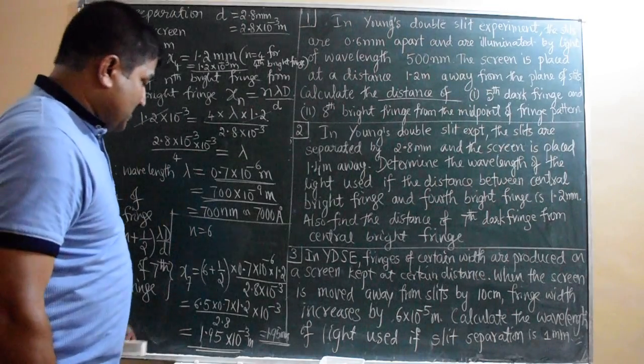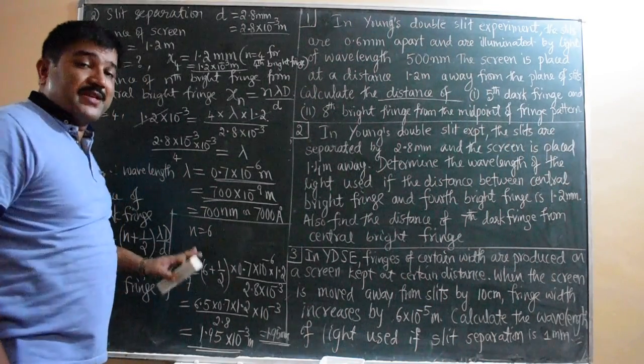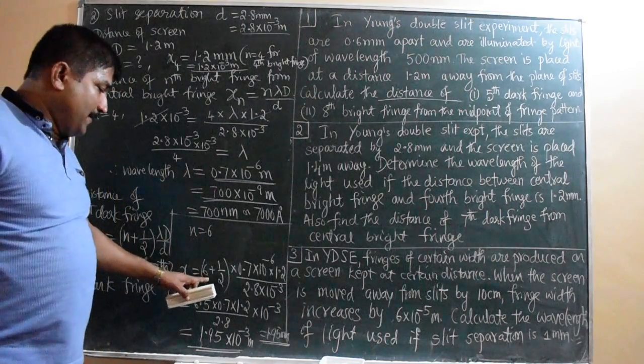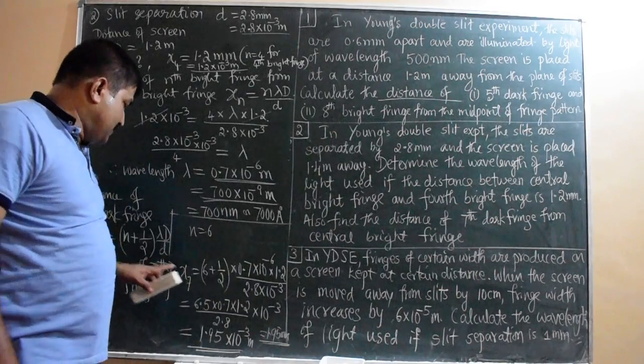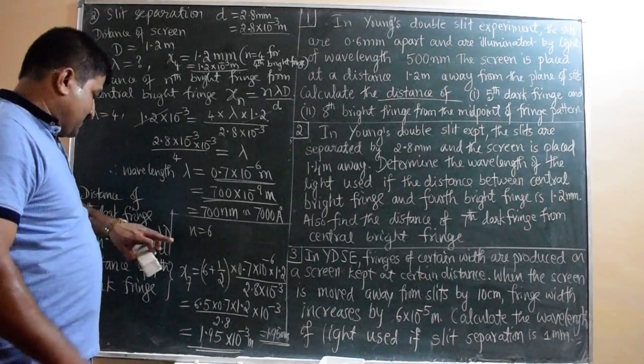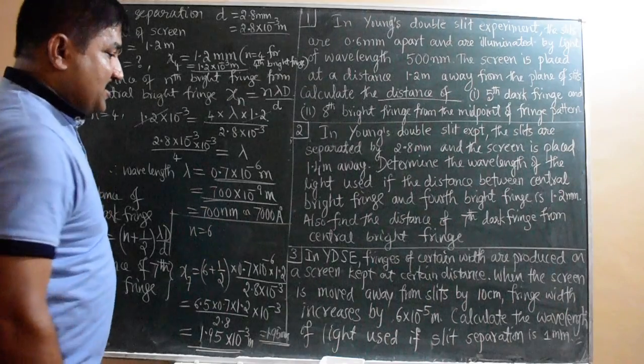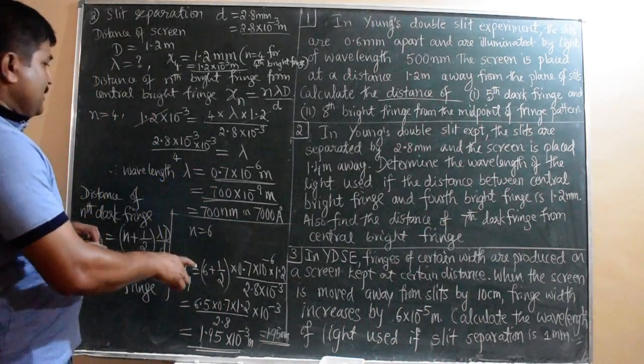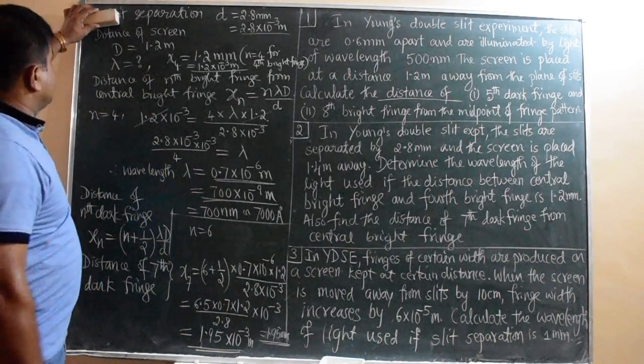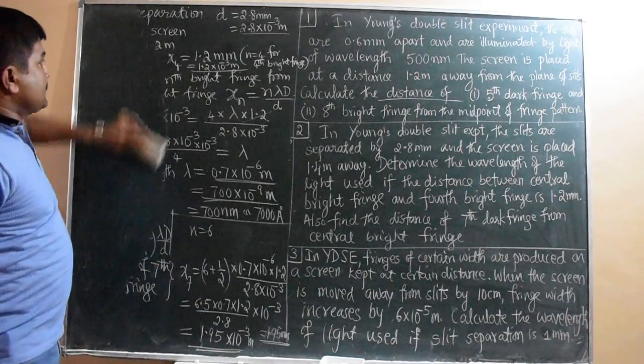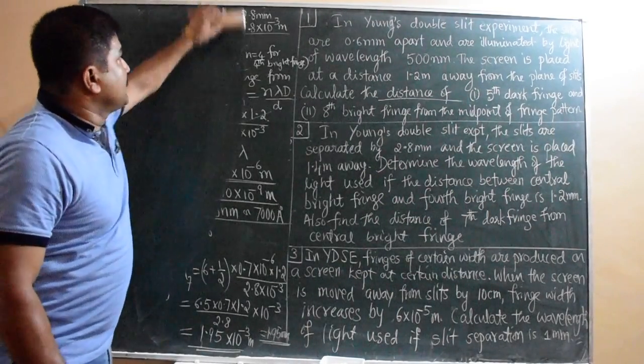So that's all about the second question, the distance of the 7th dark fringe: (n plus half) lambda D divided by small d. That's all. Then next question, the last question. So I'll rub this and go to the next question. I hope you understood this problem.